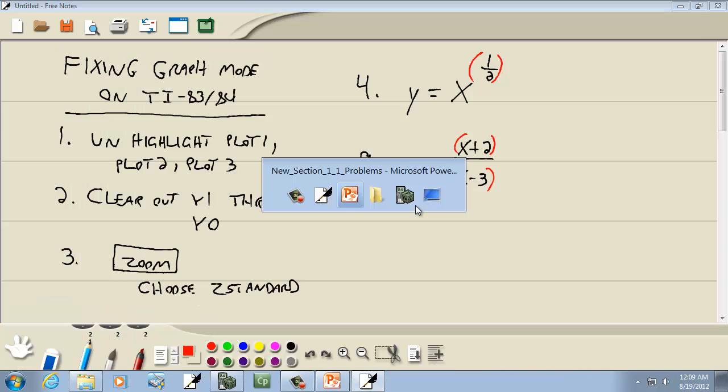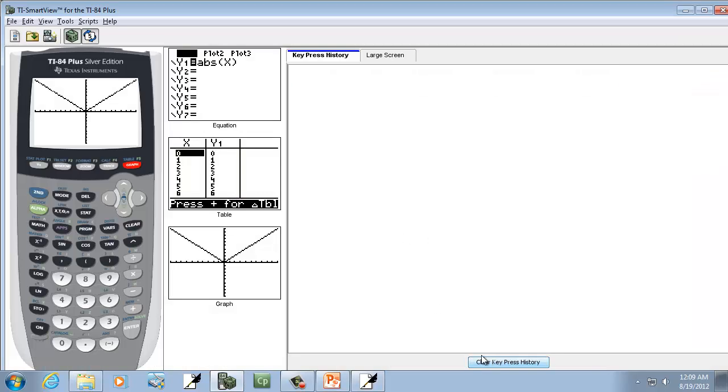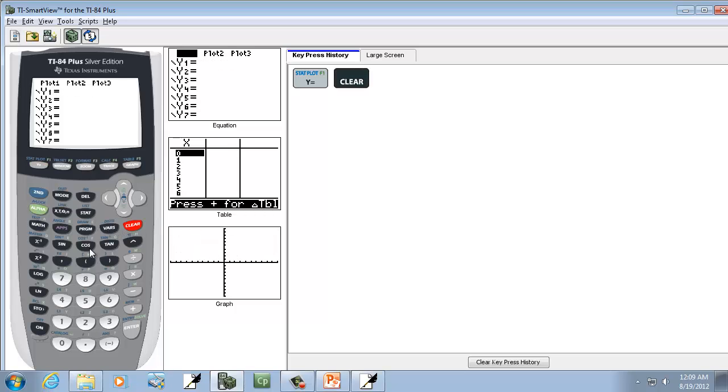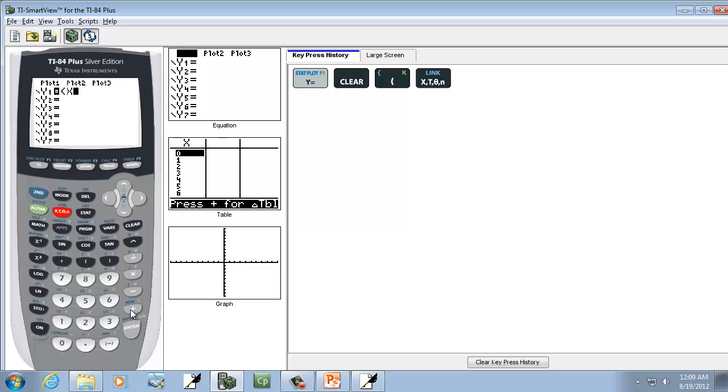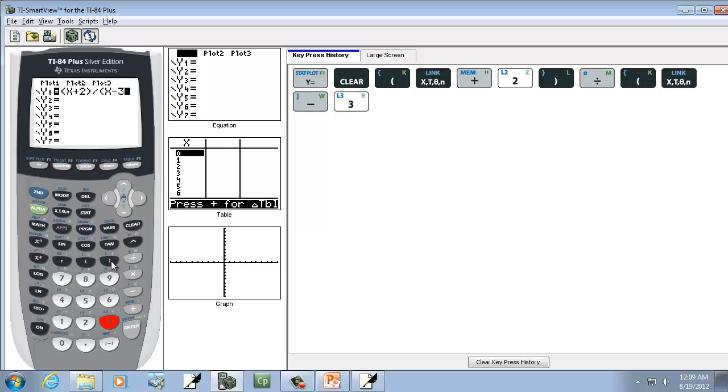So let me come over to my calculator, wherever it's at. There it is. Okay. I'll press y equals. Press clear. I'll do a beginning parentheses x plus 2, closing parentheses divided by beginning parentheses x minus 3, closing parentheses, and then graph.